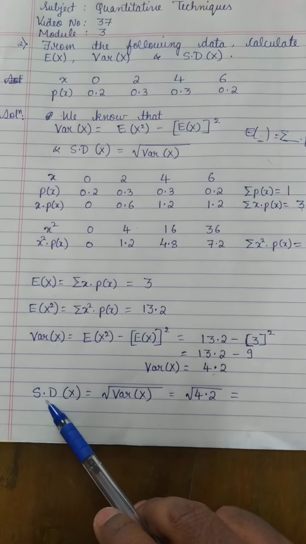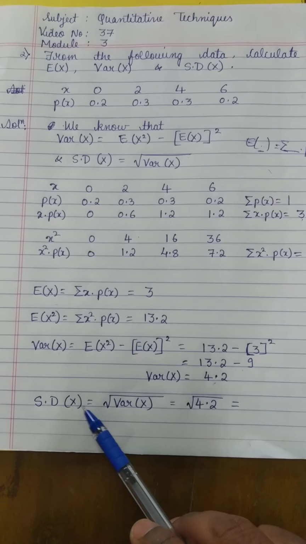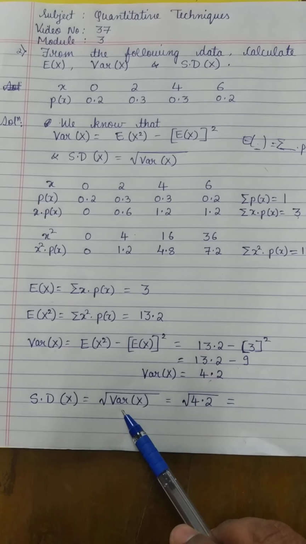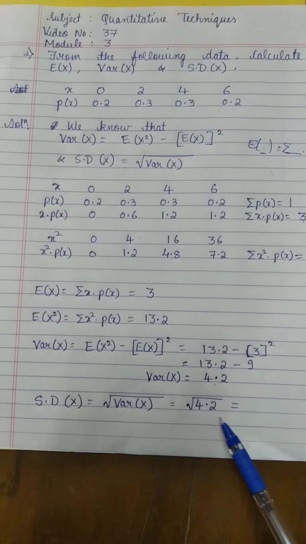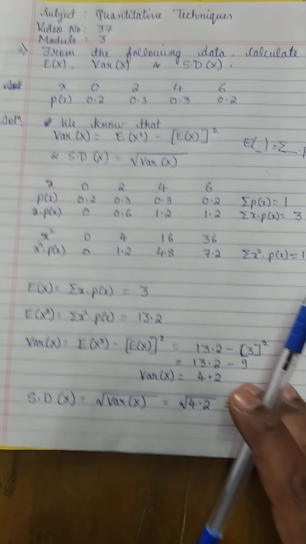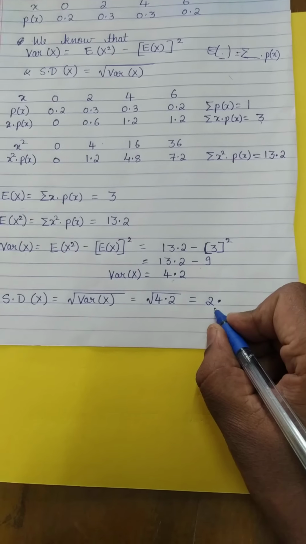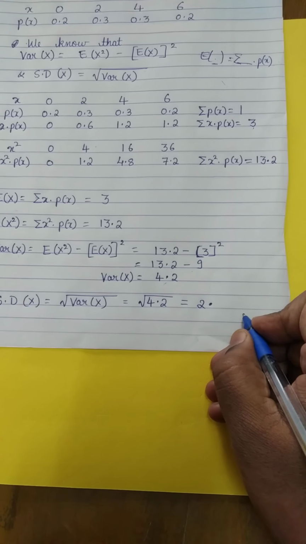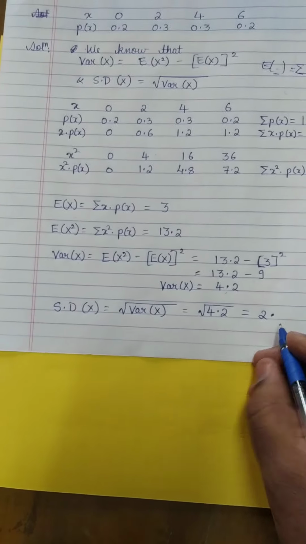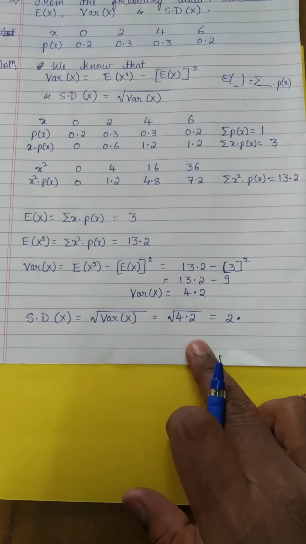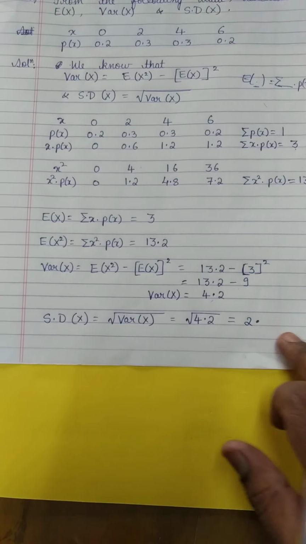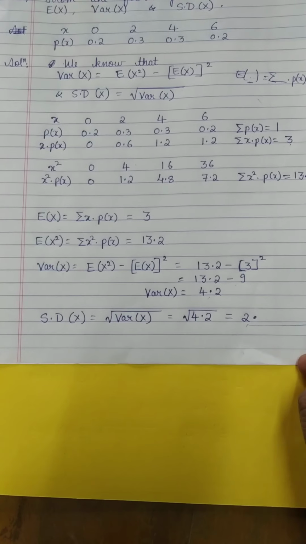Next, SD of x. SD of x is nothing but the square root of variance, which is equal to the square root of 4.2. Square root of 4.2 is 2 point something. Find it out using a calculator. So that is the final answer. SD of x is 2 point something. Whatever answer comes, you have to write here.